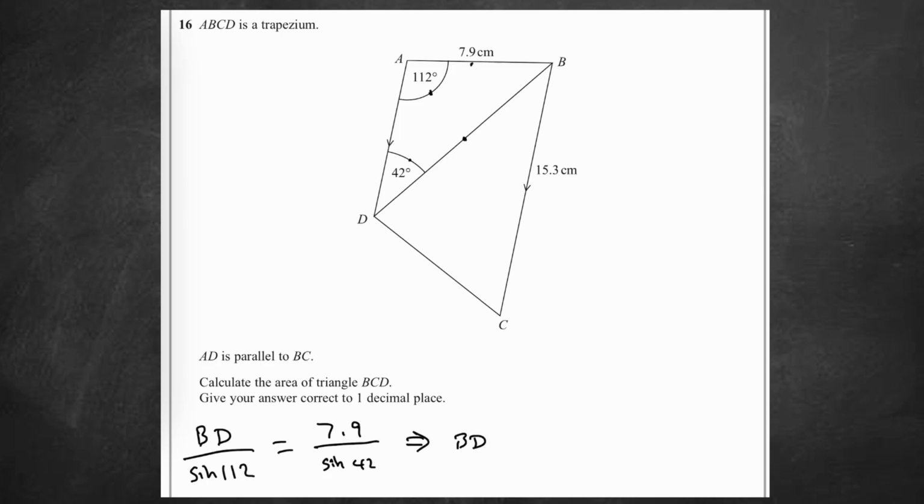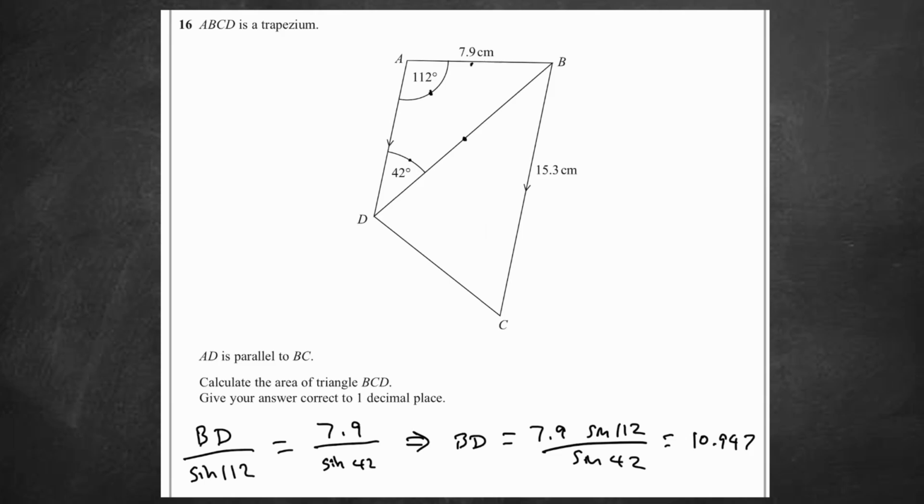Therefore, BD equals 7.9 sine 112 over sine 42. I'll do that on my calculator. Sine 112 divided by sine 42 times 7.9. And I get 10.947, let's say.